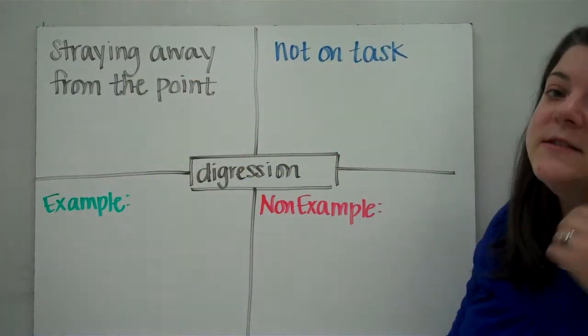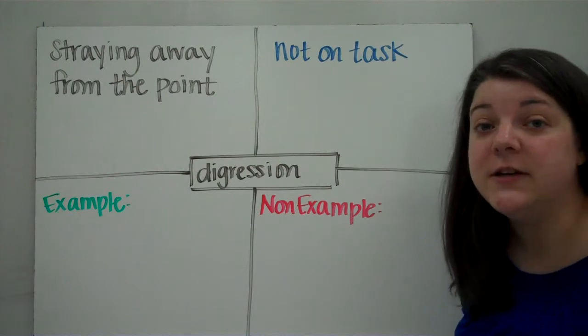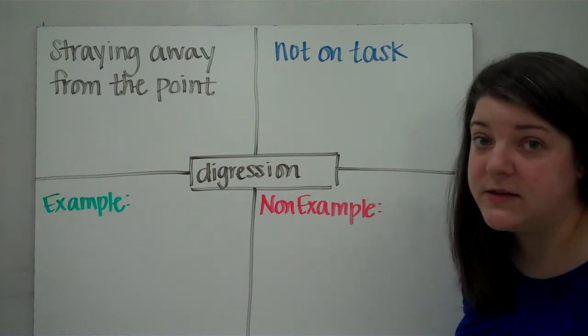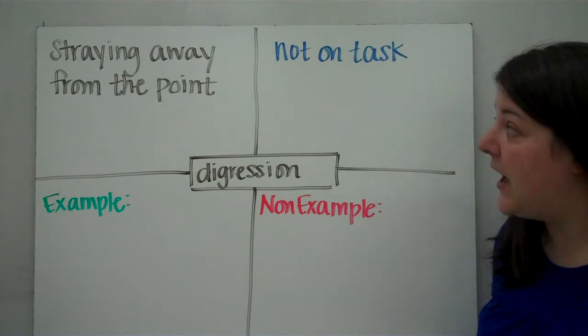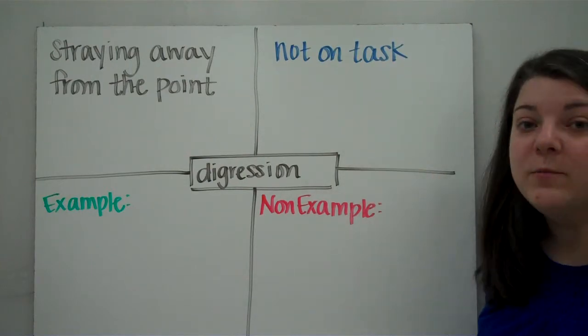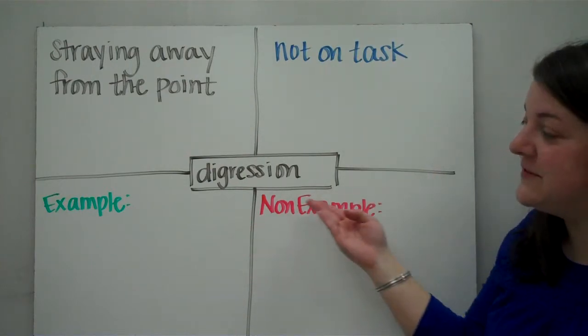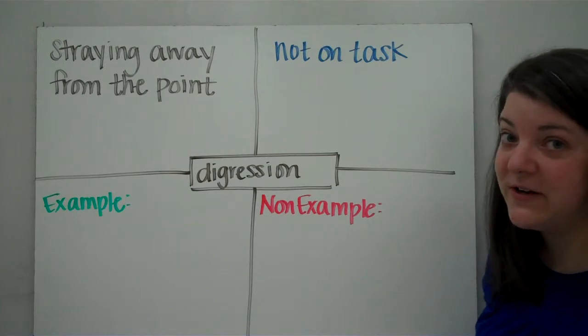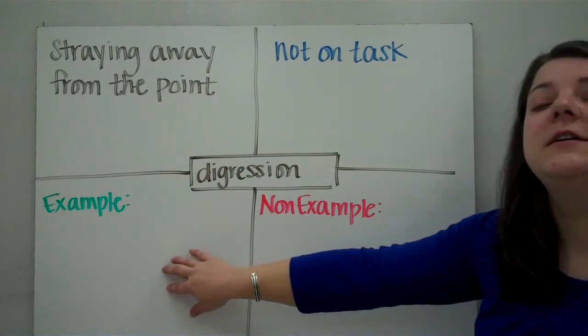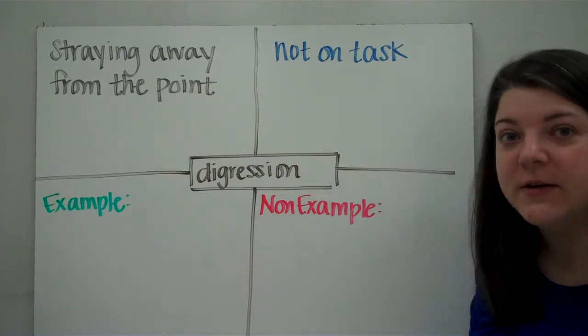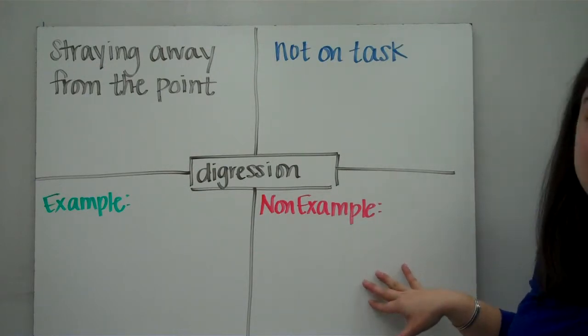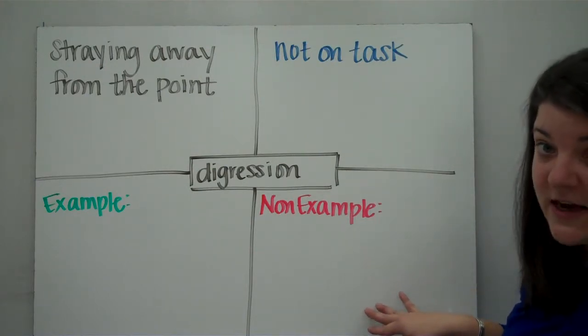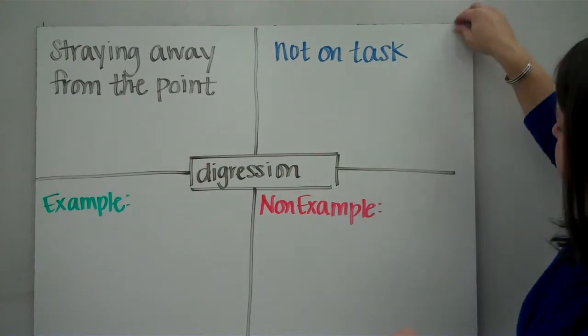Our next word is digression. Digression is straying from the point, so it's not going to be on task. Now, many of you have probably had several digressions at some point during your schoolwork. So, give me an example of what would be a digression with schoolwork. Give me an example of what would not be a digression with schoolwork.